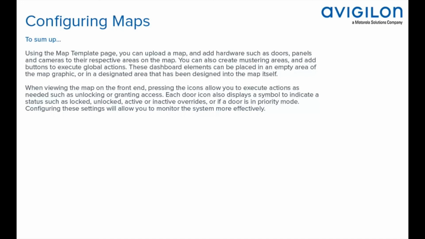When viewing the map on the front end, pressing the icons allow you to execute actions as needed, such as unlocking or granting access. Each door icon also displays a symbol to indicate a status such as locked, unlocked, active, or inactive overrides, or if a door is in priority mode. Configuring these settings will allow you to monitor the system more effectively.